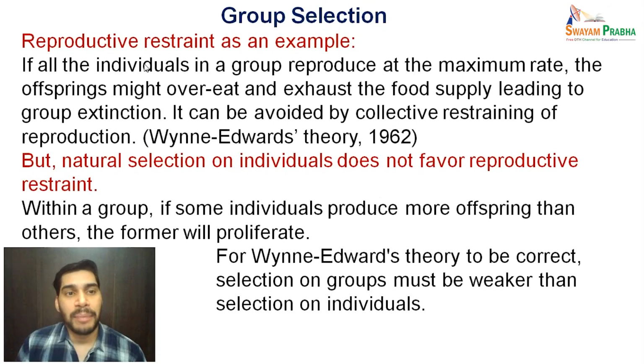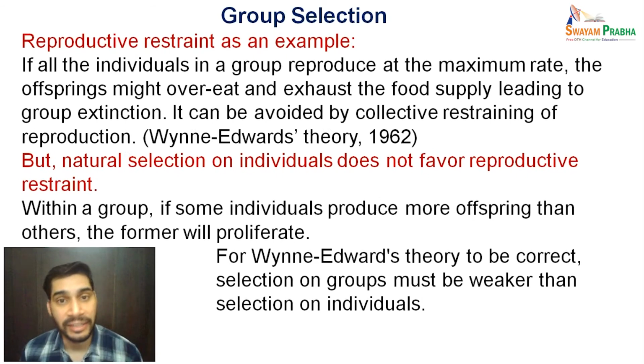Now let us take reproductive restraint as an example of group selection. If all the individuals in a group reproduce at the maximum rate, the offspring might overeat and exhaust the food supply, leading to group extinction. It can be avoided by collective restraining of reproduction. So if all restrain themselves from reproducing, they can keep the number of offspring limited and they can avoid extinction, because if the offspring are not there, they will not eat the food and food will remain for the survival of the group.